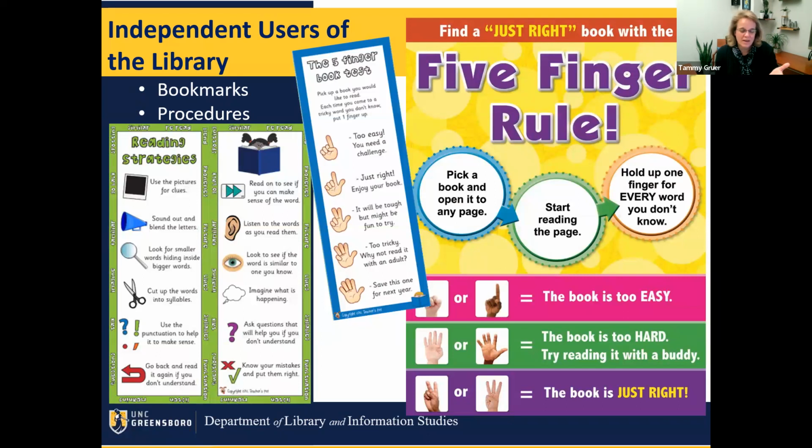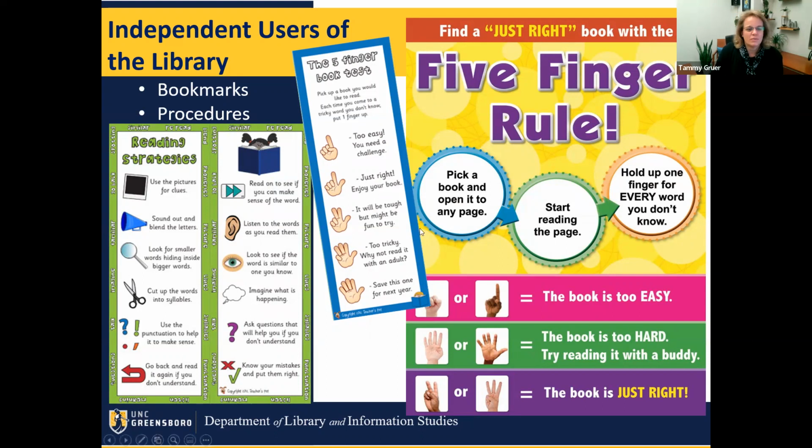So we talked about in the past the 5-finger rule, right? If they read the first page and they miss 0 or 1 word, it's probably a little too easy. If they miss 4 or 5 words, it might be a little too hard. Try reading it with a buddy. But if they miss 2 or 3 words, that book might be just right, right? So it's a really good idea to train your students on how to be independent in choosing books to make sure it's that just right book for them.